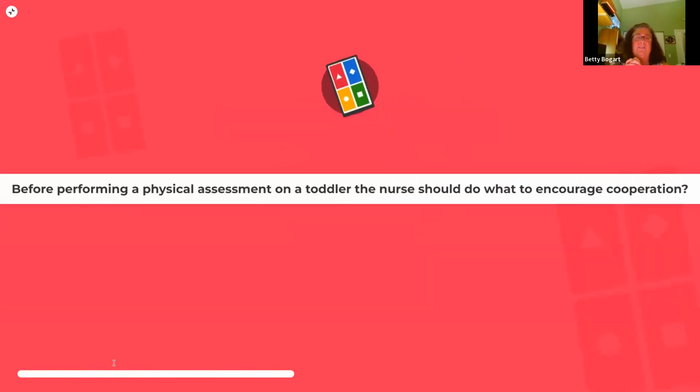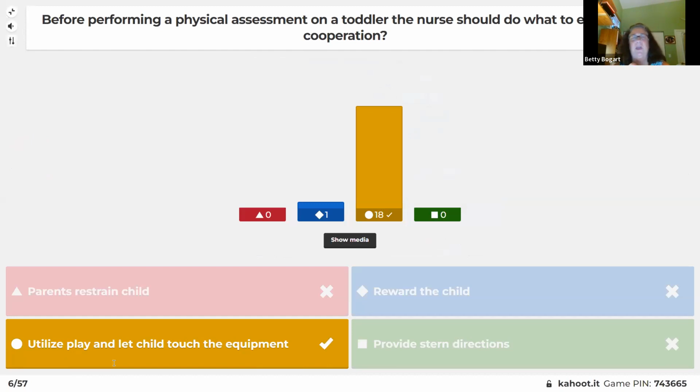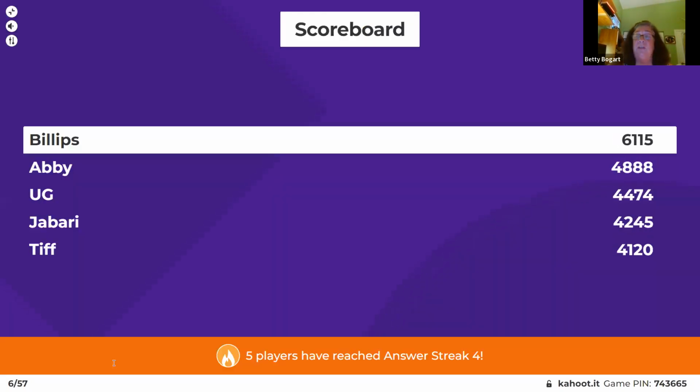Before performing a physical assessment on a toddler, the nurse should do what to encourage cooperation? And again, use play with these kids, let them touch the equipment so the equipment's not scary. And that's after you get on their developmental level, break the ice, talk about something, and this child then is going to allow you to do a lot more things.